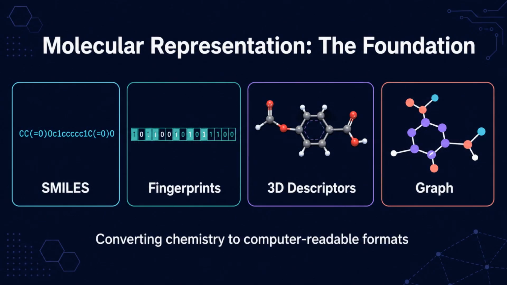The first step in drug discovery ML is converting chemical structures into formats that computers can understand. This choice of molecular representation significantly affects model performance. We'll cover four main types: SMILES strings, molecular fingerprints, three-dimensional descriptors, and graph representations for neural networks.